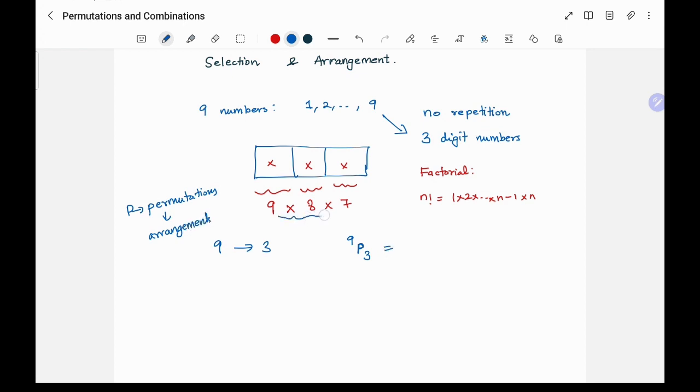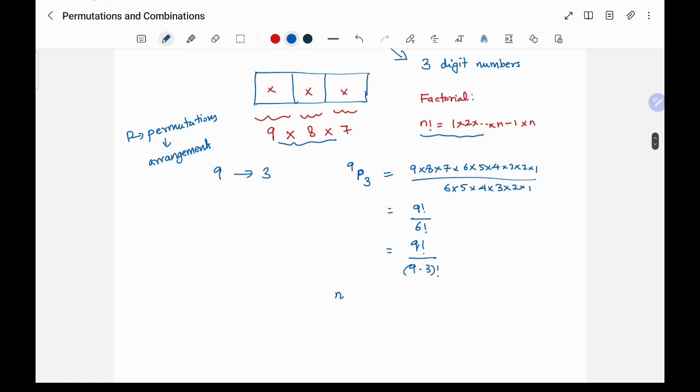So how do we write this 9 into 8 into 7? If we try to express this in the form of factorial, then what we'll get, 9 into 8 into 7, we can multiply and divide it by 6 into 5 into 4 into 3 into 2 into 1, right? If you see, the top one is 9 factorial and the bottom one is 6 factorial. But in terms of numbers 9 and 3, we can write 6 as 9 minus 3 factorial, correct?